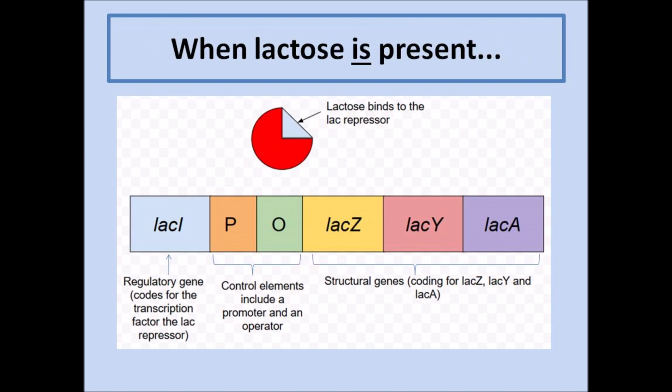When lactose is present, the lactose actually binds to the Lac repressor. Now this changes the shape of the Lac repressor, and it means it can no longer bind to the DNA of the operator. Now that means the Lac repressor is released from the operator, and therefore RNA polymerase is now able to bind to that promoter region of the control elements of the operon, and transcription can begin. And therefore mRNA for those 3 structural genes are produced, and that means the proteins that those 3 structural genes code for are now produced. And that enables E. coli to now respire using lactose.